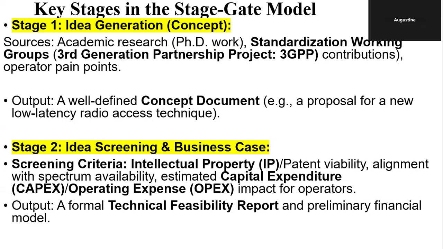But in the telecommunication industry, generically speaking, there are 4 stages that find expression in the stage gate model. And these include the ideation or the idea generation stage, the idea screening and making a business case stage, the development or prototyping stage, and finally the testing and validation stage.